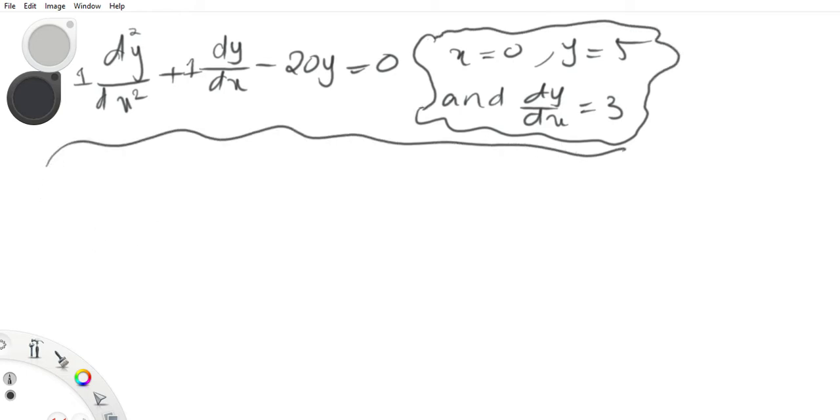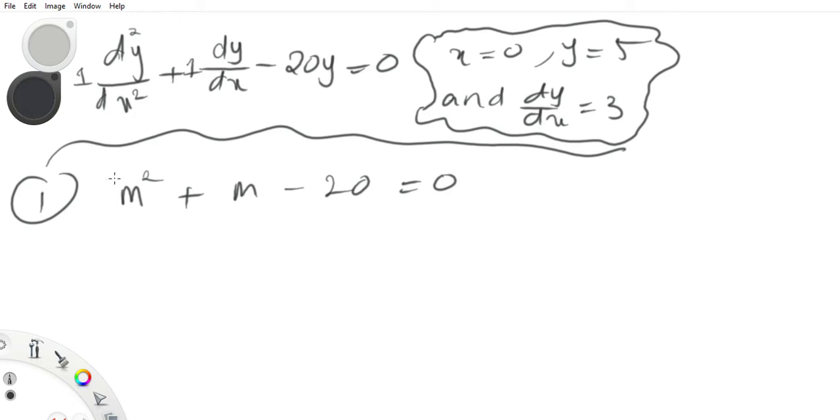So, the first thing we always do is write the notation out, okay? This becomes m squared, that becomes m, and that just becomes 20, okay? m replaces the differential sign, okay? And that one at the start is m squared because that's differentiation, that's the second order differential.